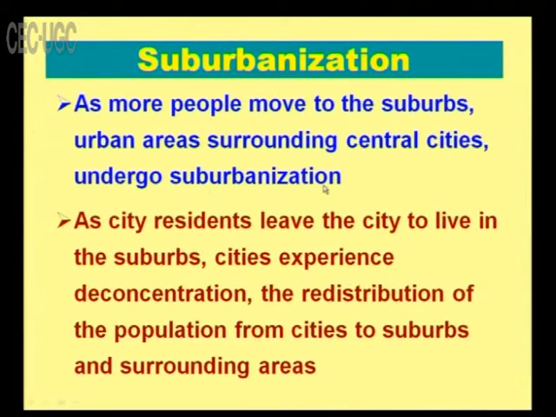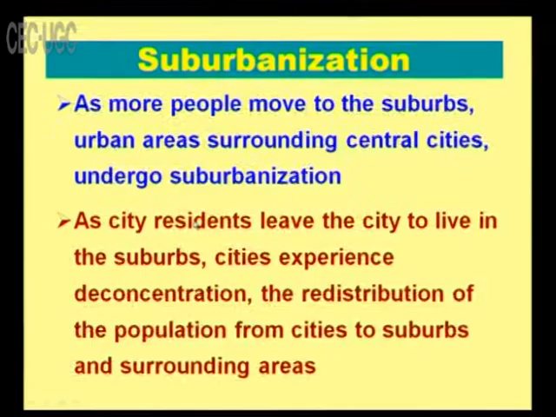That means, when a city is formed, it is surrounded with a lot of suburbs also, and therefore, what will happen as time evolves, the people are migrating, moving from the main city to the suburb, and therefore, the suburb area is gradually growing, and that process is called the suburbanization. And as city residents leave the city to live in the suburbs, the cities experience deconcentration, the redistribution of the population from cities to suburbs and the surrounding area. That means, initially the people are concentrated in the city area, and surrounding the city area the suburbs are formed, and gradually the people are moving from the city to the suburbs, and that phenomenon is called the suburbanization.